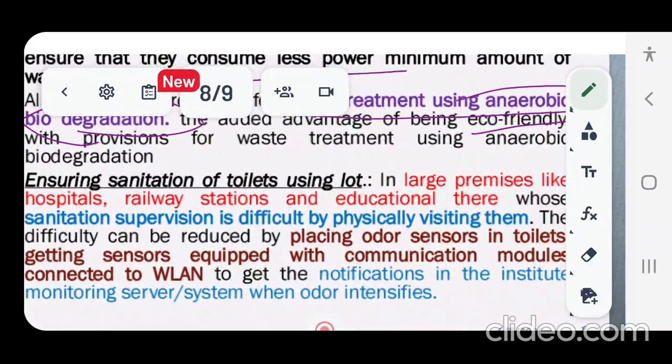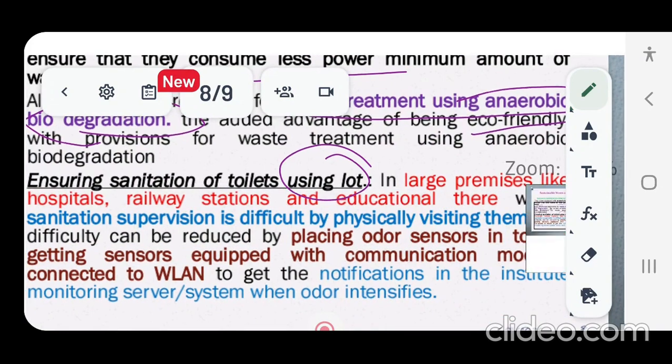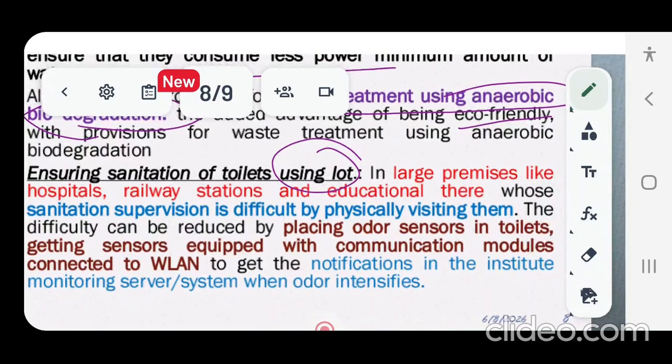And in sanitation, we can also make use of IoT, Internet of Things, in large premises where frequent footfalls happen, like in the case of an educational institution or a railway station or a hospital or a bus station.